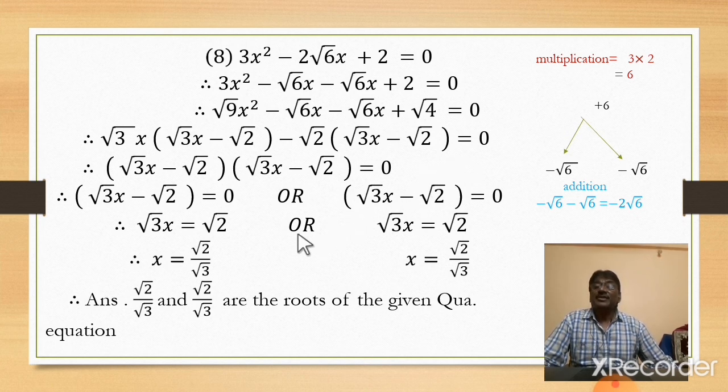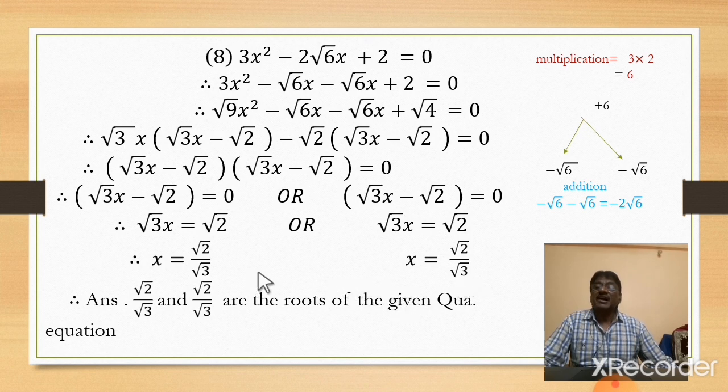Therefore first bracket equal to 0 or second bracket is equal to 0. If the first bracket is 0, then we get root 3x is equal to root 2, because the transposition of minus root 2 is plus root 2. Therefore we get root 3x equal to root 2. Therefore x equal to root 2 upon root 3.